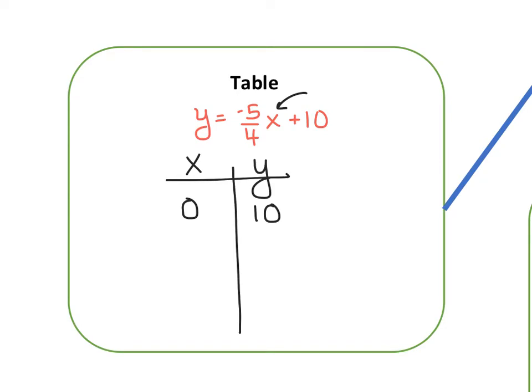When I plug in 1 for x, I'm going to get 8.75. When I plug in 4, let's see, I toss out my calculator, I get 5. These are just 3 ordered pairs that fall on this line. There's an infinite amount of ordered pairs that would fall on this line. I could just keep picking any value I wanted for x and plugging it in to get y.